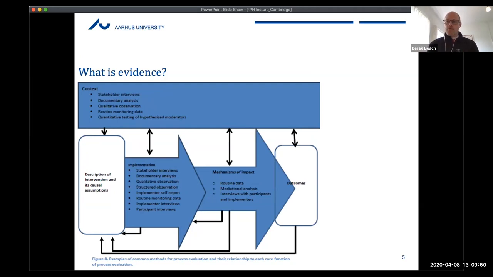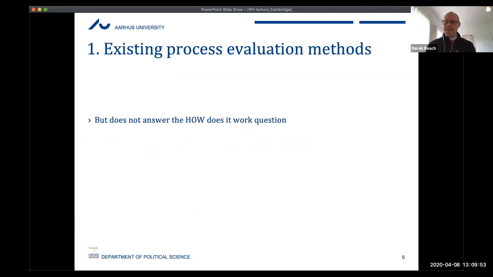But let me show you an example of what this would look like. The core problem with evaluation methods like realist evaluation, or with the case study methods typically talked about in political science or the policy sciences, is that they do not really answer the how-does-it-work question. In particular, what most existing methods do is black box the causal linkages, or what is actually doing something, as assumptions.